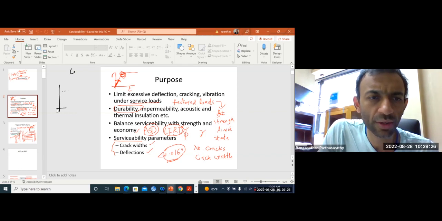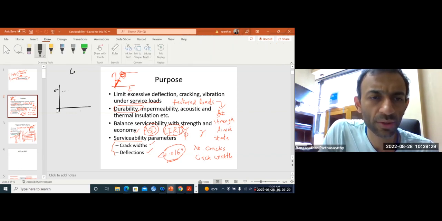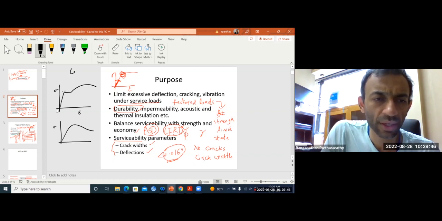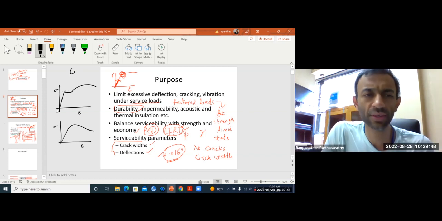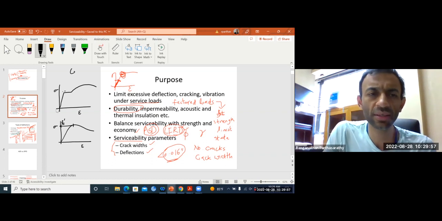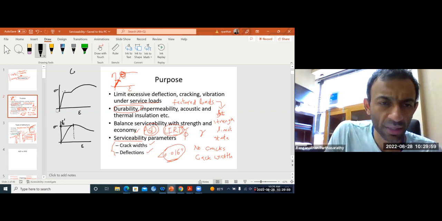So if you look at steel, that is the stress-strain curve for mild steel. And that is the stress-strain curve for concrete. Okay, and here is your value f'c, which is obtained from the cylinder compression test, and this is epsilon u, which we usually take as 0.003.